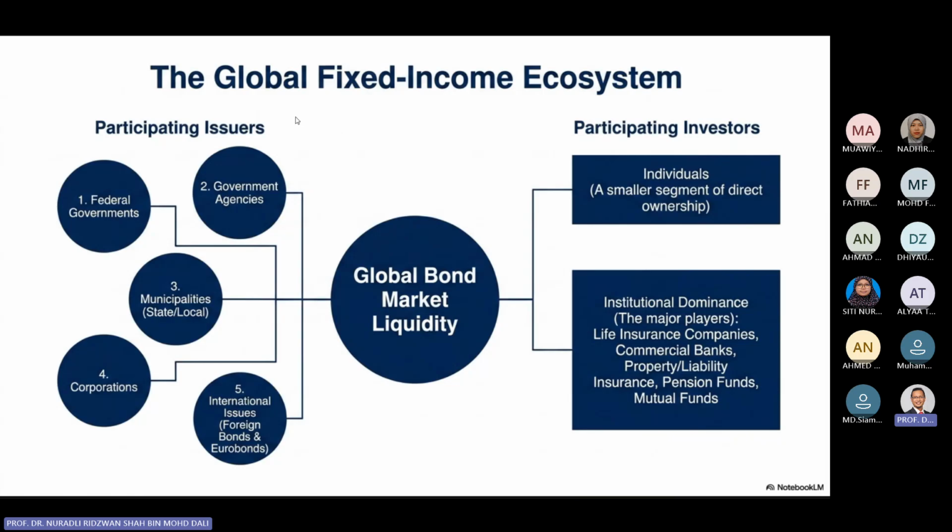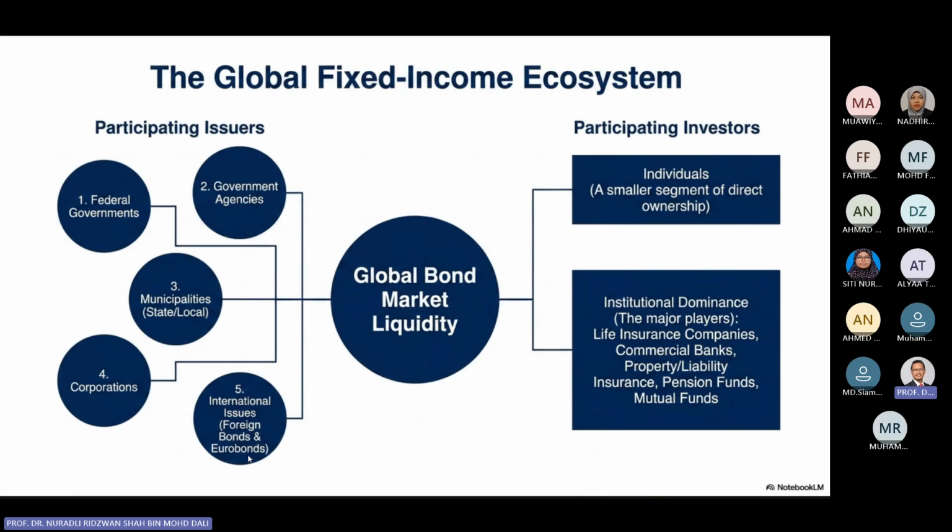So we have this global fixed income ecosystem. You have the global bond market liquidity. You can buy from the federal government, government agencies, municipalities, which is local. But I don't think Malaysian local state governments also issue sukuk by themselves. I'm not really sure about that. Then we have corporations, and international issues, foreign bonds and also Eurobonds. This is the bond that you can buy.